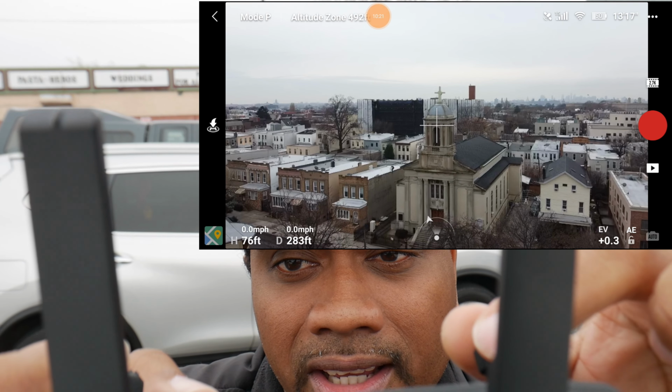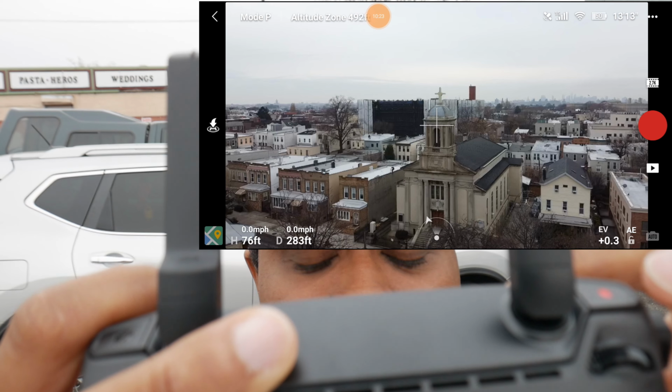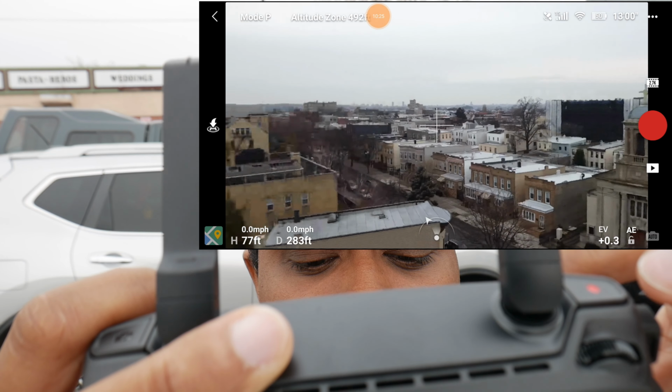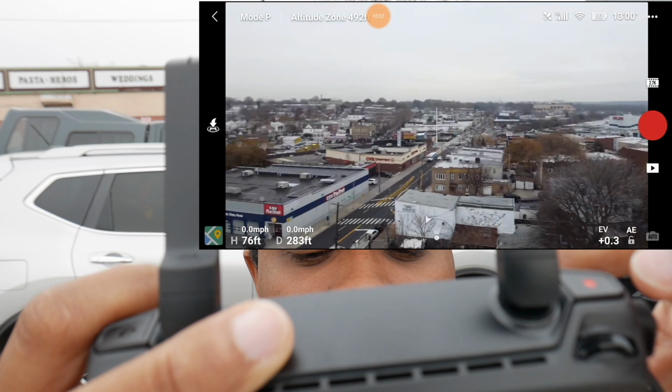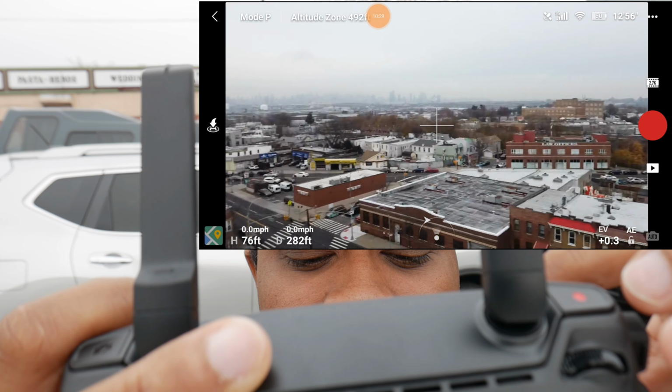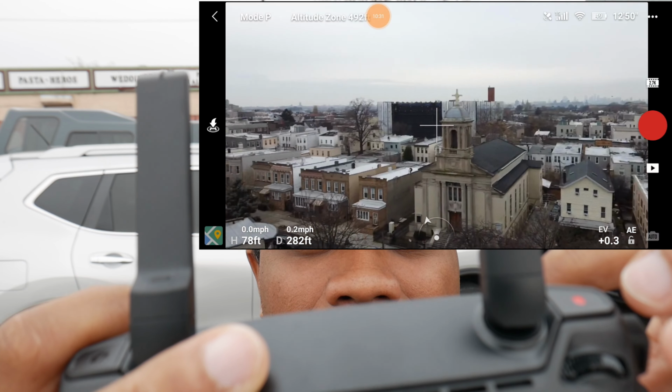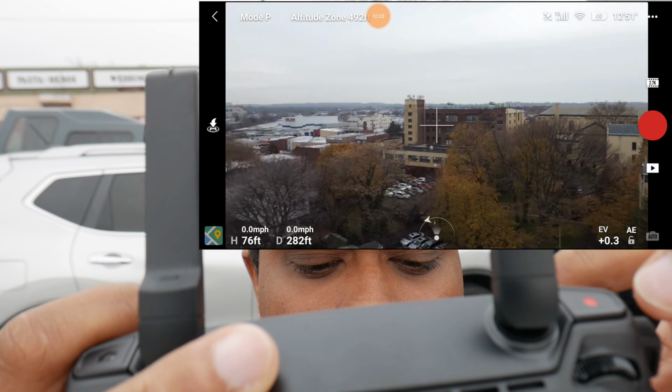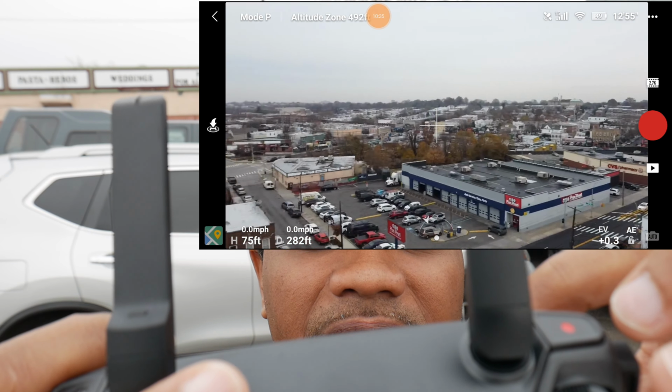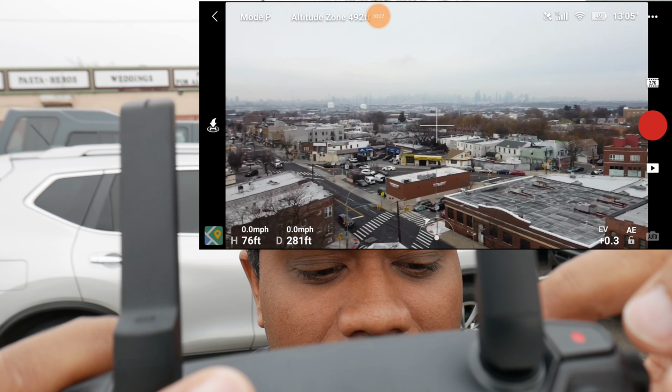So if I use my left stick, which I will use right now, and I spin the drone around, look. Do you see that? Look at the triangle. Look at the triangle go. Pretty nifty, huh? There you go.